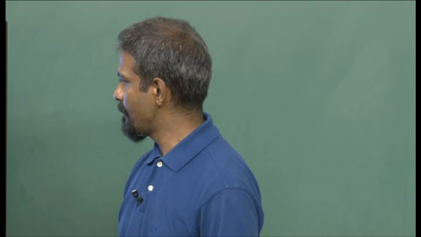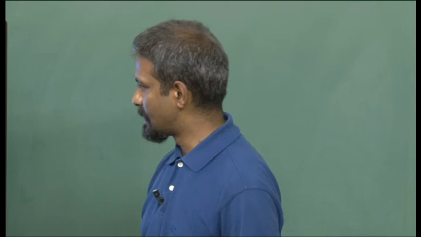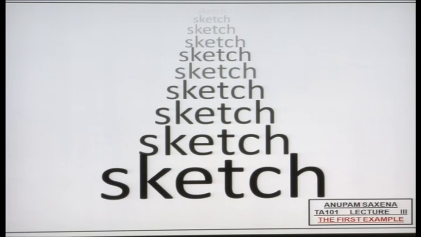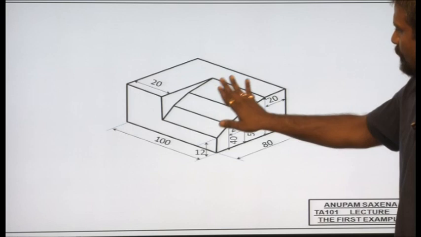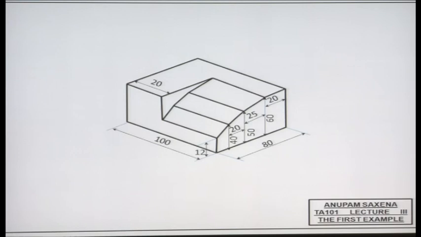It is always a good idea to sketch before you start representing an object via its orthographic views and other views as well. So, let us take an example. This is a three dimensional object we have. This is about 100 millimeters, 80 millimeters, and the height is about 60 millimeters over here. This is a feature which is cut from the block, and we would like to represent this object by means of orthographic views. Let us see how.